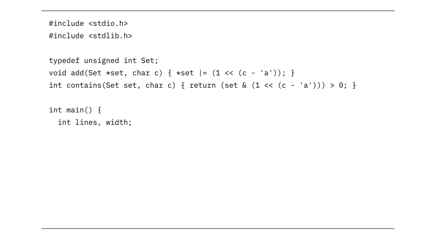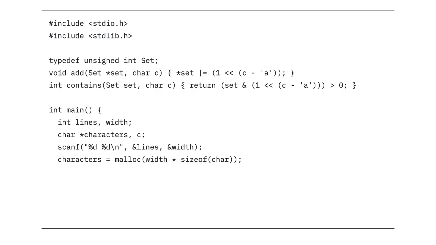So here we're in main. Let's create variables to hold the number of lines and the width of the string in each line. Here is a character pointer we'll use in a moment to allocate enough memory to hold a string, and a character dummy that we'll use to read the characters one by one. Here we read in the two integers in the first line of the problem input file. Now that we know what the width of the strings will be, we can allocate enough memory to hold a string. And we're ready to start going through the lines.